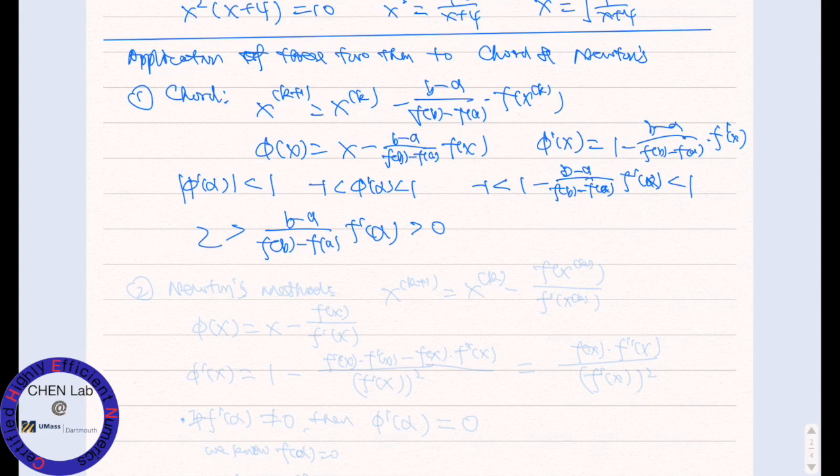In particular, this is not a crazy assumption if you think about it. What if that alpha happens to be that xi in the picture, the unknown xi in the picture? What is b minus a over f b minus f a times f prime at that xi? What is it?